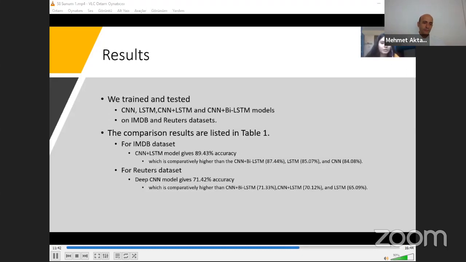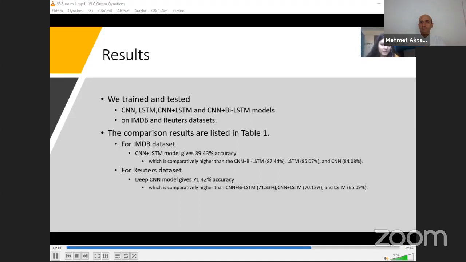So our results were like that. We trained and tested our four models on the IMDb and Reuters datasets, and the comparison results are listed in Table 1 on the next slide. For the IMDb dataset, the hybrid model, CNN and LSTM, gives an accuracy of 89.43%, which is comparatively higher than all the other three models that we proposed.